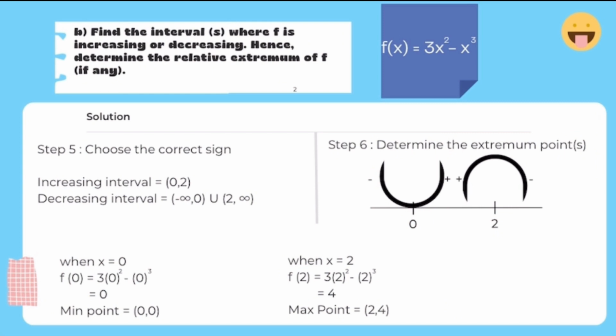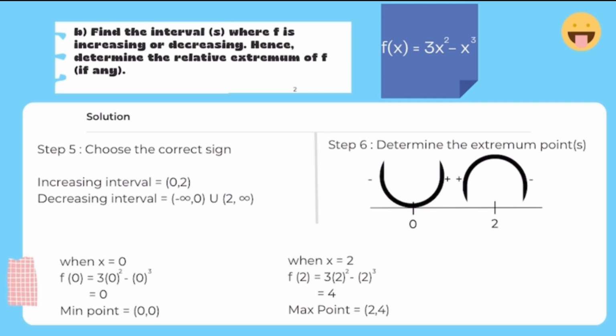Alright, the next one is we're going to determine the extremum point. So substitute the x value into the function, which is the first function, 3x squared minus x cubed. Substitute x equal to 0 and we will get 0 as the function's value. So we're going to have the minimum point (0, 0).